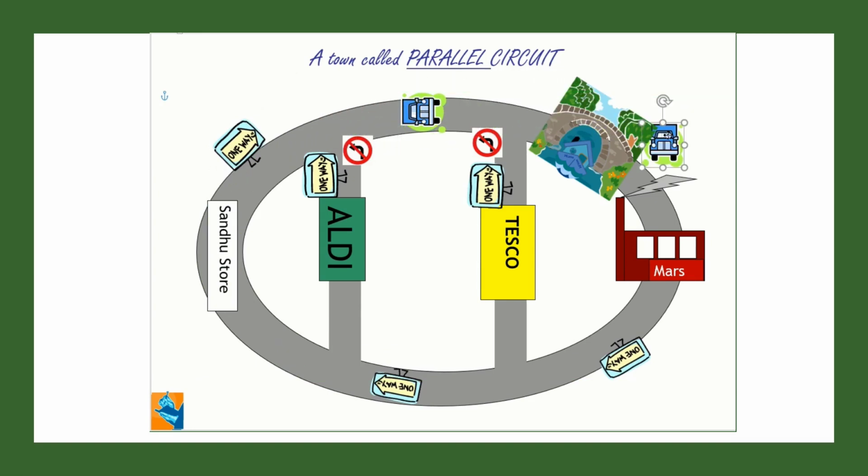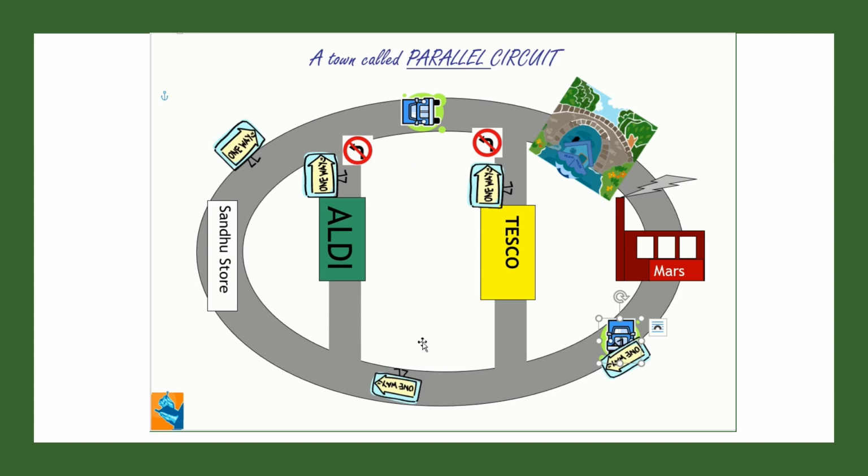So here you can see that there are 3 routes you can take. All the lorries go over the bridge, all the lorries go past the Mars bar factory, and all the lorries come down here. But at this point, they then have a choice. They can take Route 1 to Tesco, they can carry along the road and go to Aldi for Route 2, or they can go along the road to Sandu stores.